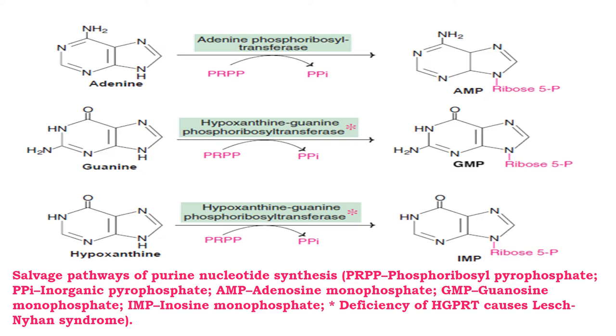HGPRT. So this HGPRT is a very important enzyme because through the salvage pathway we can recycle this guanine. If we have to recycle this guanine or hypoxanthine, definitely we should have an enzyme which is called HGPRT. So likewise I told you yesterday, if we want to synthesize a GMP or IMP from guanine or hypoxanthine, definitely we require this HGPRT.